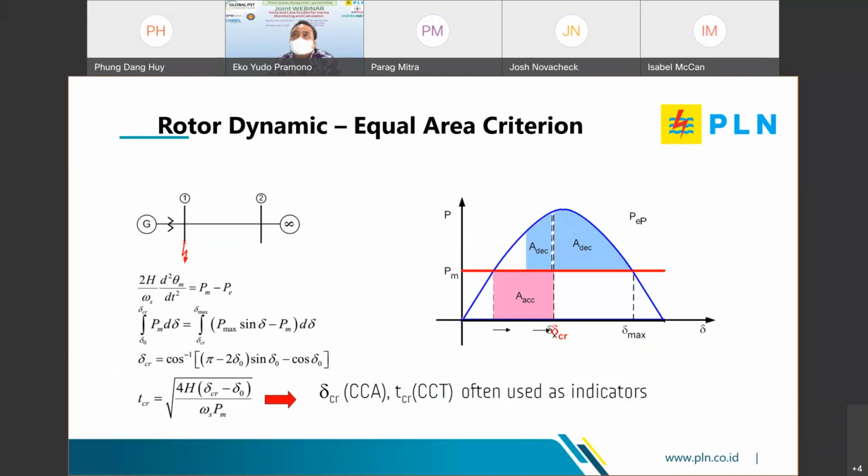And this is maybe the same as before. I will only say that stability depends on critical clearing time and critical clearing angle. So they play a very important role in determining the direction of system stability after a certain transient disturbance in the system. Okay, next.